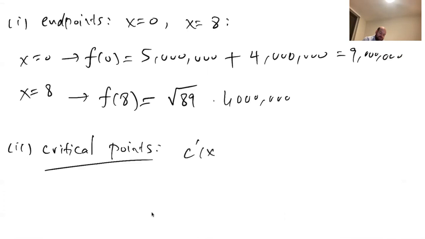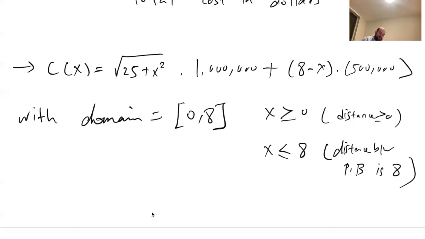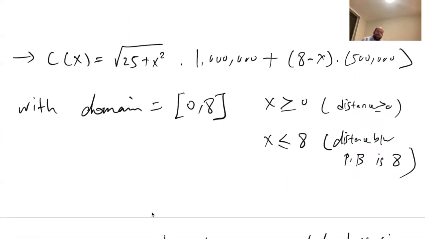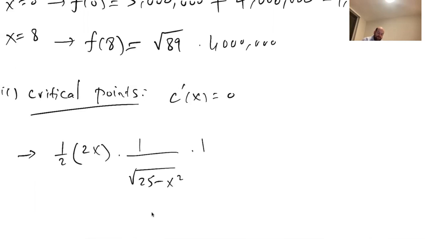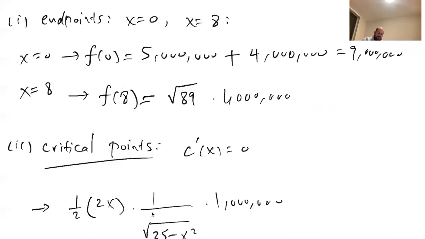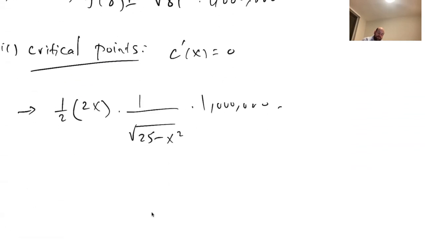And C prime of x equals 0, the derivative equals 0. So that gives me the derivative of this one, which is root u. The derivative of root u is 1/2 u prime times u to the power minus 1/2. So 1/2, u prime will be 2x. U to the power minus 1/2 will be 1 over root 25 minus x squared, times 1 million. And then the derivative of 8 minus x is minus 1. So minus 500,000 equals 0.